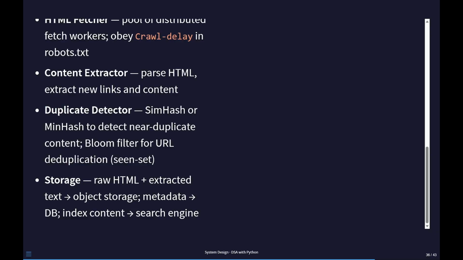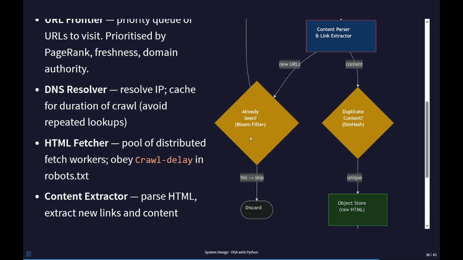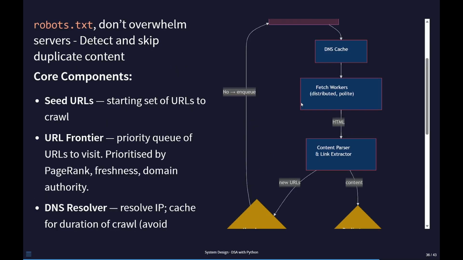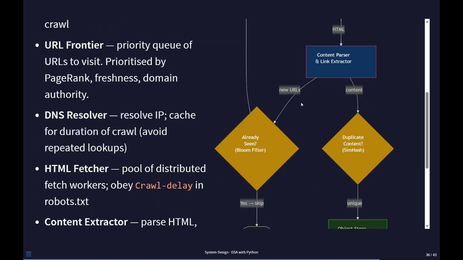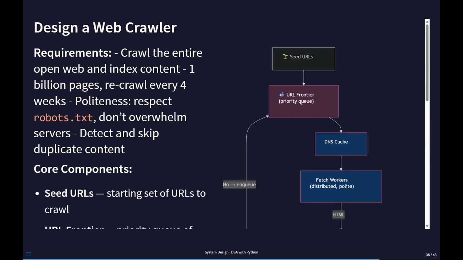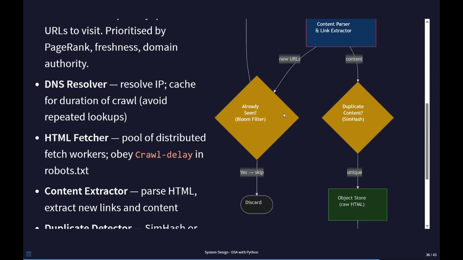Click the flow diagram shows how these components connect. Seeds feed the frontier. Workers fetch pages and parse them. Extracted links go through Bloom filter deduplication before requeuing. Extracted content goes through SimHash deduplication before being stored in the object store and indexed.